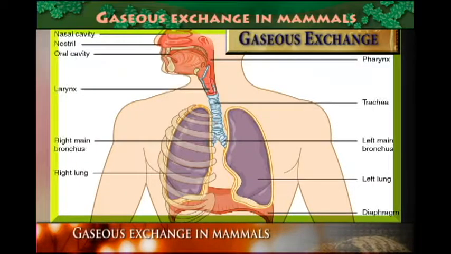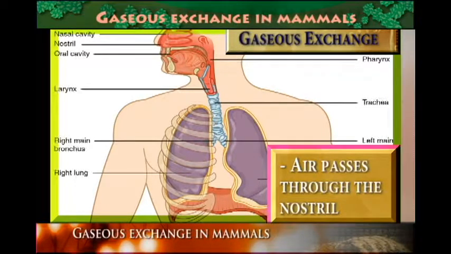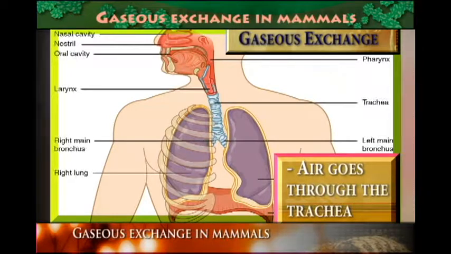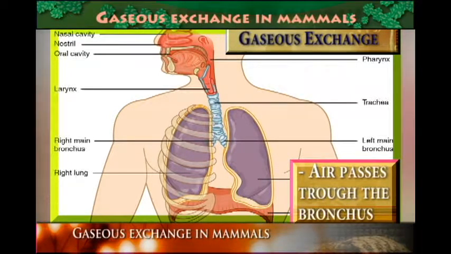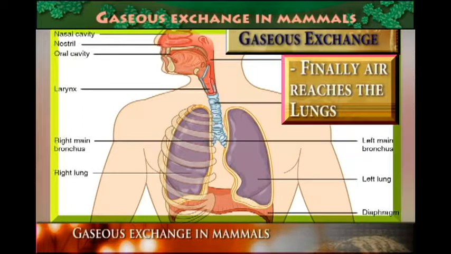Gaseous exchange in mammals. Gaseous exchange in mammals, of course, takes place in the lungs. Air will move via the nostrils, enter into the trachea, into the bronchioles, and it will go to the lungs.